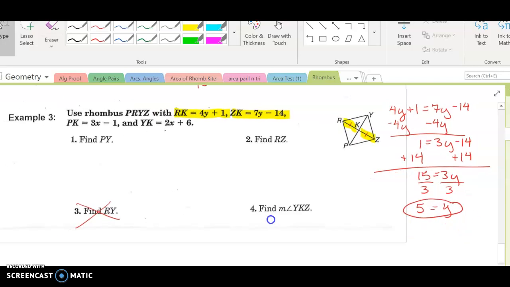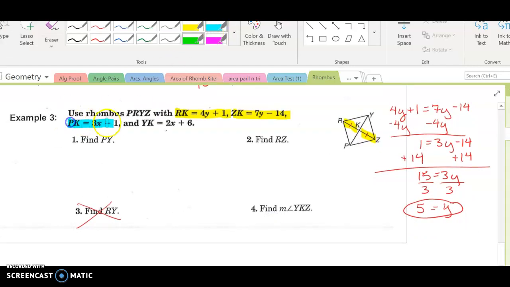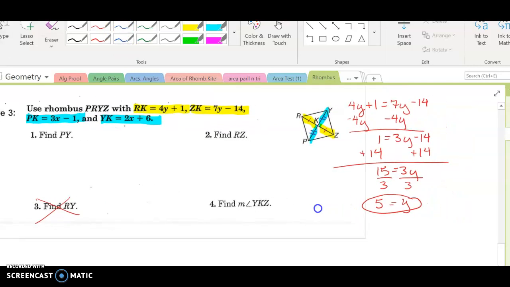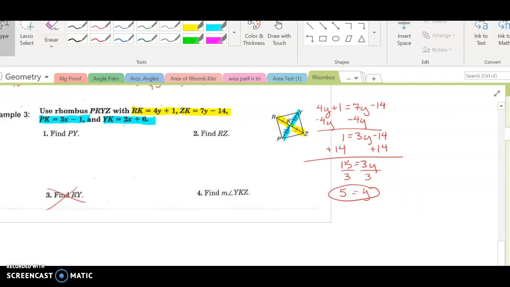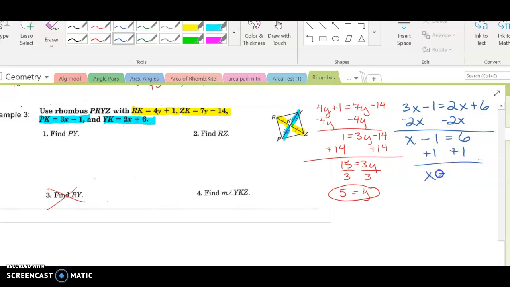Let's go take a look at what we have for x. So on this one we have PK, which is this piece, and YK, which is this piece. So again, the diagonals cut each other into equal pieces, and so I know I can set those equal in order to solve for x. So I'm going to say 3x minus 1 equals 2x plus 6. Subtract 2x from both sides. That leaves me with x minus 1 equals 6. So x equals 7. All right.